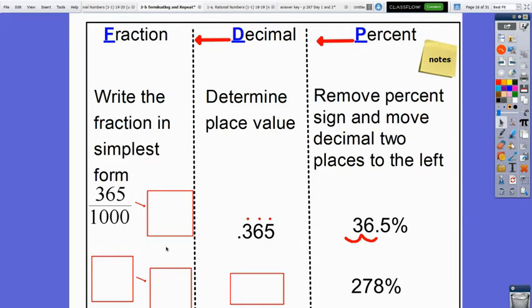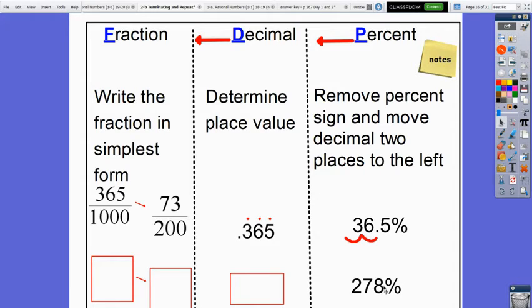Now, why is there a box here? Because this can be simplified. So 365 and 1,000, they are divisible by 5. So 5 goes into 365. You could use your calculator for that. And the answer is 73. And then 1,000 divided by 5 is 200. So it simplifies to 73 200ths. That is the fraction equivalent of 0.365, the fraction equivalent of 36.5%. All three of these numbers are equal. They're the exact same number, just written in a different way.